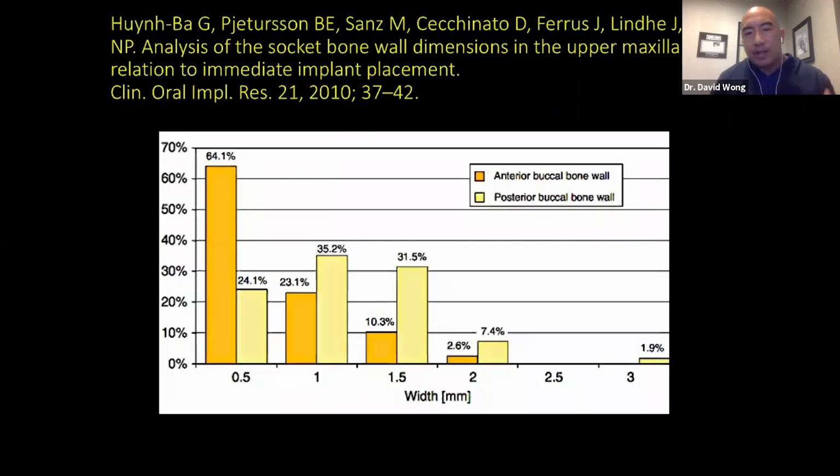Now, when we look at this classic study here, and maybe it's not classic, but it's often quoted, when we look at the thickness of facial plates on front teeth, about 87% of facial plates are 1 millimeter thick or less. Okay, that's not good. Because what that means is after sockets heal, that facial plate's going to want to resorb, right? So that's why we have to consider things like socket grafting. And we have to consider how we're going to manage that with our implant. It affects where we place the implant.